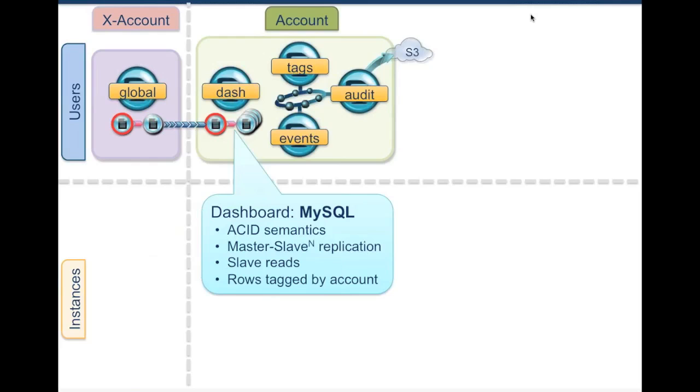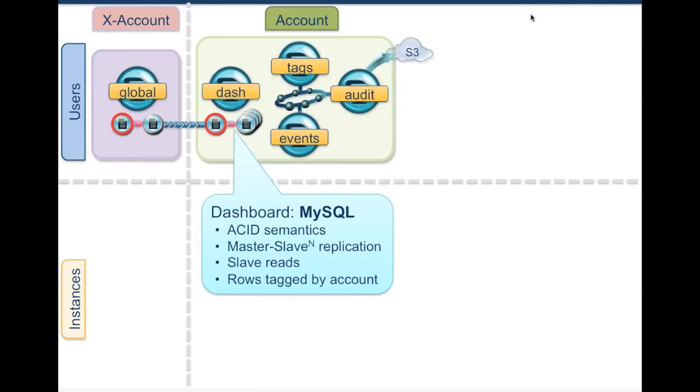We use MySQL for that in a heavy master-slave replication. We have many slaves. We do read from the slaves in many of our processes that don't need to have transactional write semantics. And an interesting thing by which we have designed these databases is that every single row is tagged with an account ID. So if I read any row of any table, I can see which account that row belongs to. And we'll see that that becomes very important later on for the sharding capabilities.